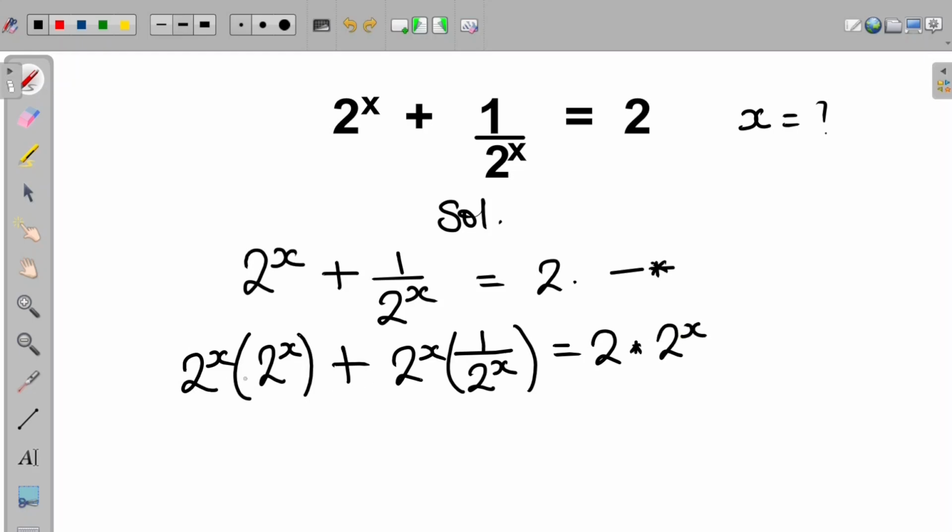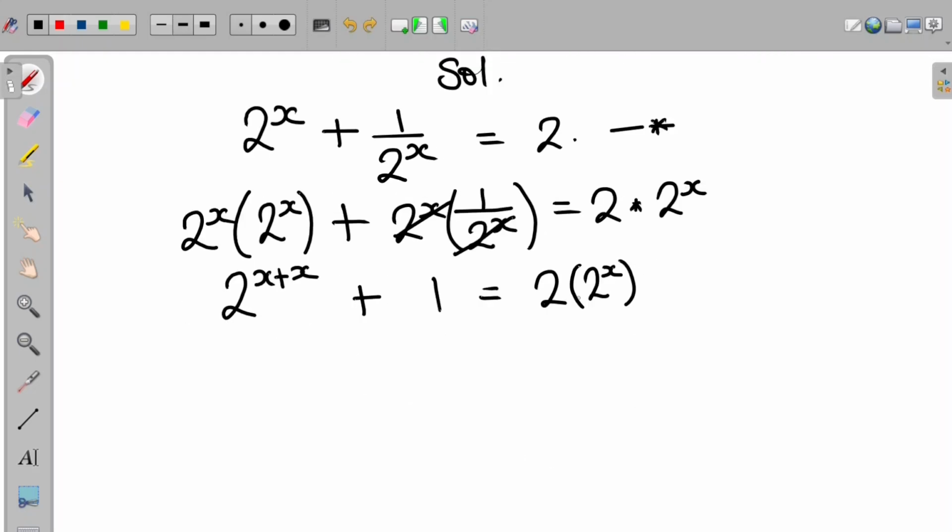2 to the power of x multiplied by 2 to the power of x is equal to 2 to the power of x plus x. At this point, 2 to the power of x can cancel out 2 to the power of x. We are left with 1 equal to 2 multiplied by 2 to the power of x. So we can have that this becomes 2 to the power of 2x plus 1, 2 times 2 to the power of x. So now we can collect like terms and move everything to the left hand side.